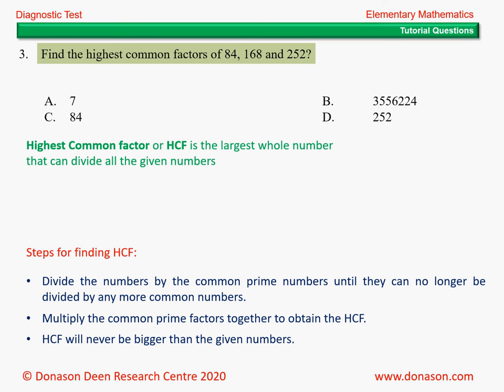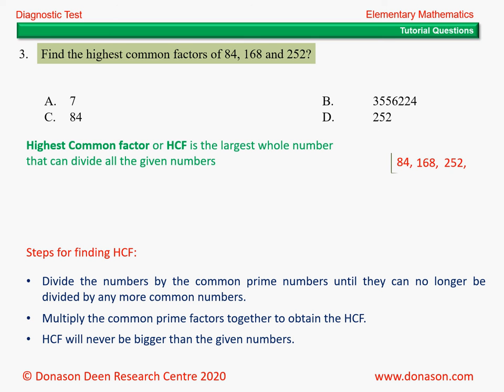So just remember one thing: highest common factor, since it is a factor, it's supposed to be smaller than all the 3 numbers given to you. So 84, 168 and 252. So remember, highest common factor will never be bigger than 84 because that's the smallest value. So highest common factor can never be bigger than 84.